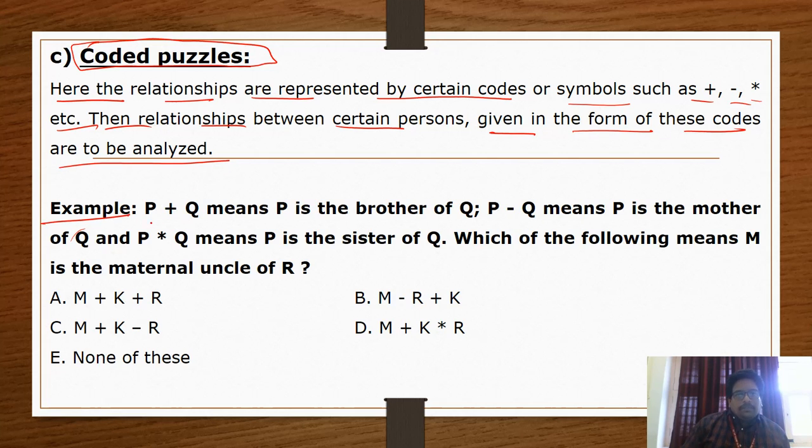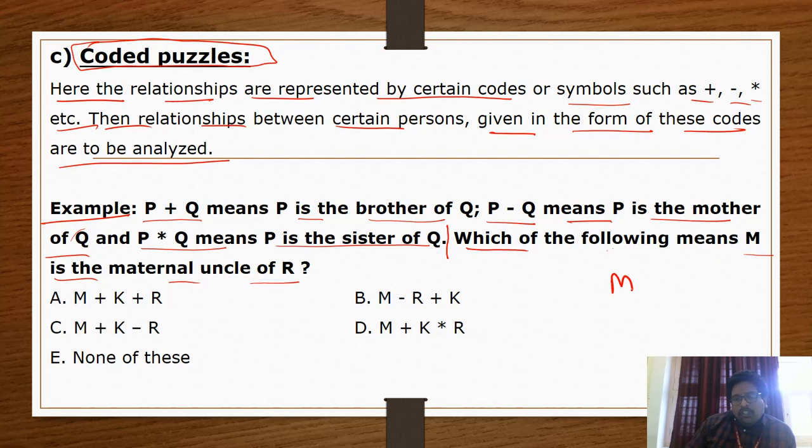For example, P plus Q means P is brother of Q, P minus Q means P is mother of Q, P star Q means P is sister of Q. Now, whenever you are reading the question, try to avoid reading this part. Just directly jump to the question, because after this you'll get clarity. I'll tell you how. Which of the following means M is the maternal uncle of R? First, this is our requirement: M is the maternal uncle of R.